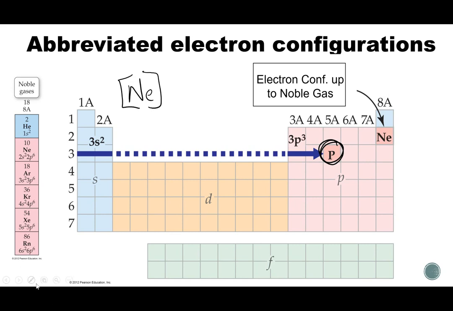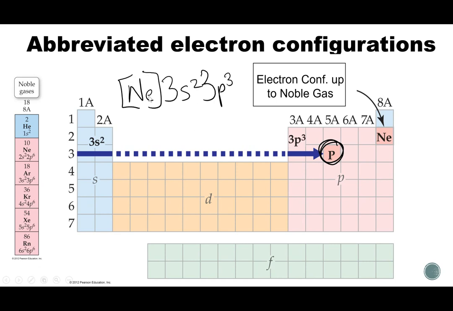Then I'm just going to simply start reading my book from that noble gas. So I am here, neon, move forward. What's the next thing we see? 3s2. Let me get my pen. 3s2. Keep reading my book. 3p. And how many electrons did I put into 3p? I put 1, 2, and 3. Okay. So that's the abbreviated electron configuration for phosphorus.